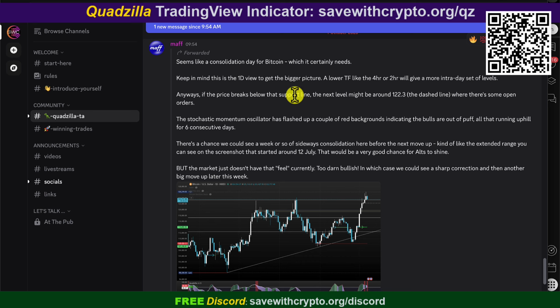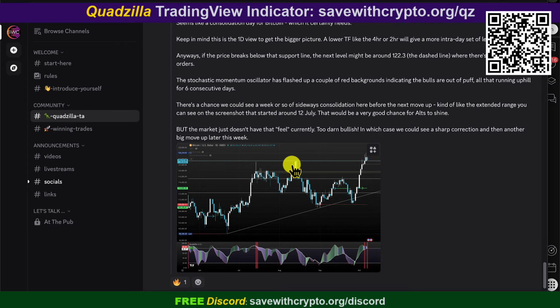Keep in mind that this is the 1-day view to get the bigger picture. A lower time frame like the 4-hour or 2-hour will give more intraday set of levels. Anyways, if the price breaks below the support line, the next level might be around 122.3, where there's some open orders. The stochastic momentum oscillator has flashed up a couple of red backgrounds indicating that the bulls are out of puff, all that running uphill for 6 consecutive days. There's a chance we could see a week or so of sideways consolidation here before the next move up.